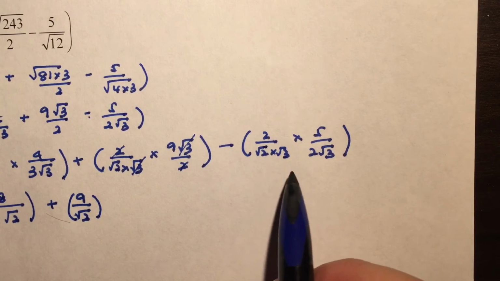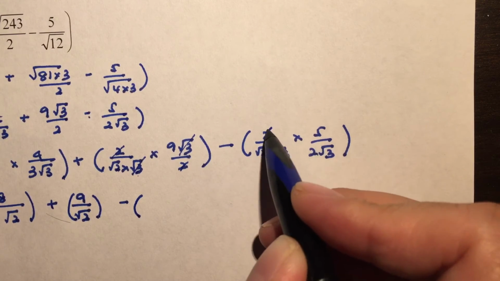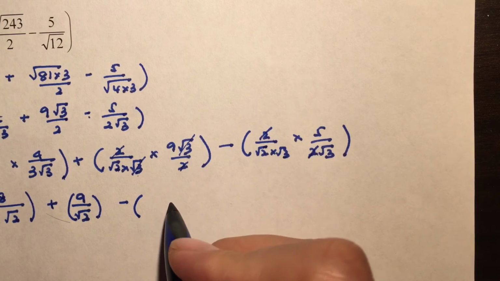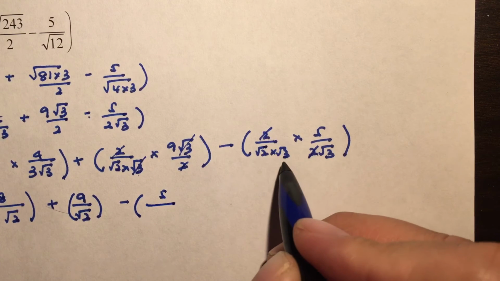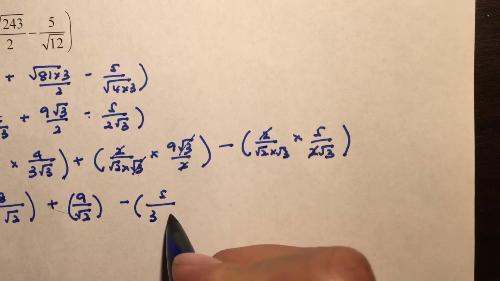And finally for the third one here, same thing, 2 and 2 can be divided out. I will just have the numerator 5. And here again I have surd 3 times surd 3, which will give me 3, and I will end up with 3 surd 2.